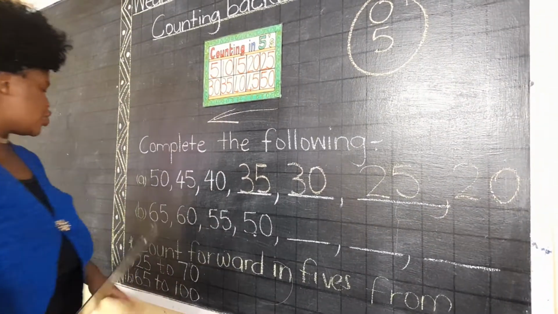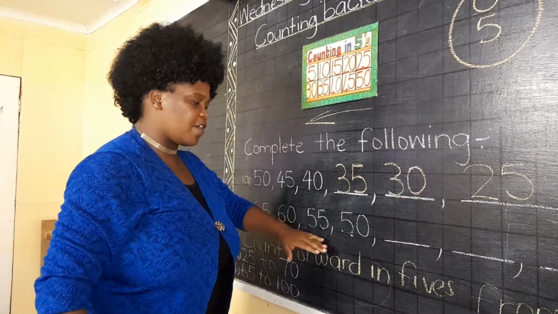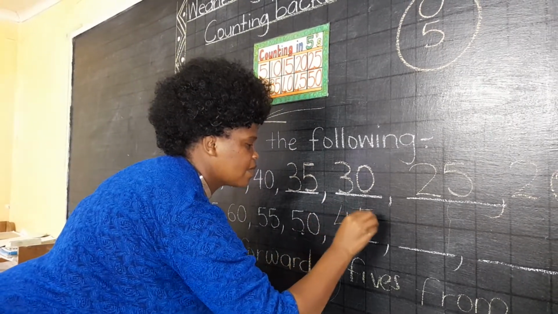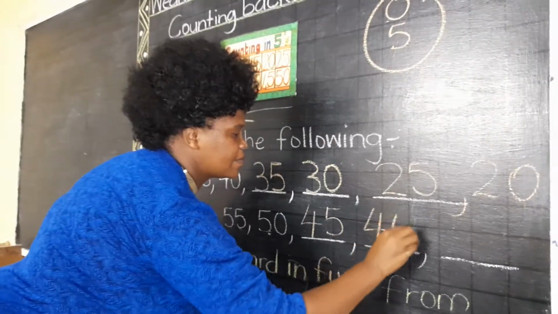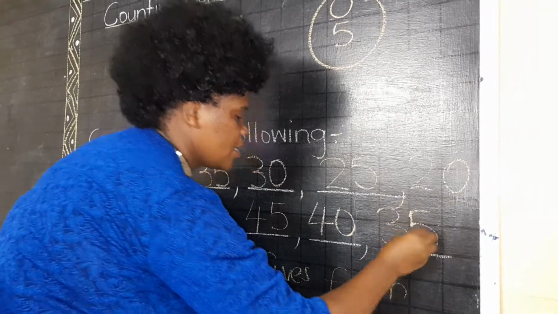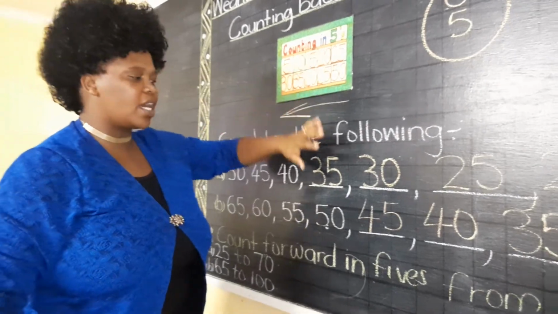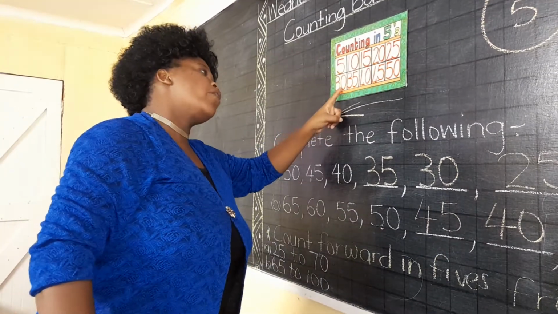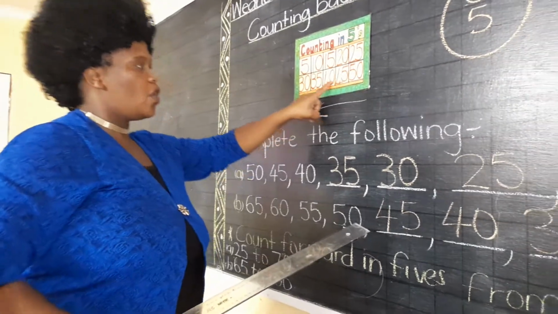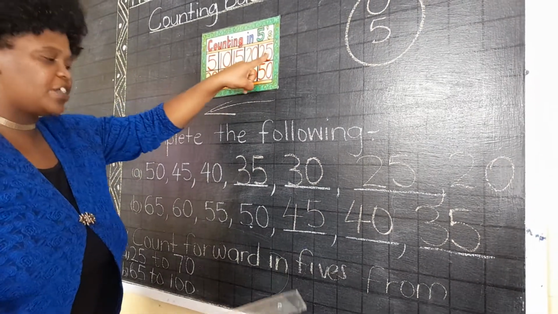Okay, now let's look at the second one. 65, 60, 55, 50, 45, 40, 35. If you've got a problem, you go back to your chart, isn't it? You play around with the numbers. We're moving backwards. We're moving backwards. 50, 45, 40, 35, 30, 25.